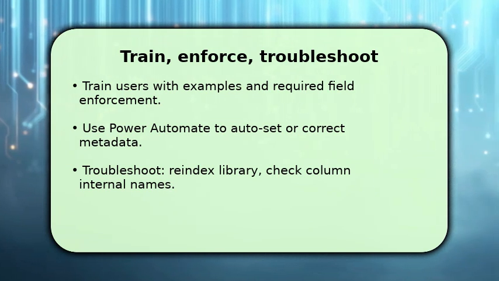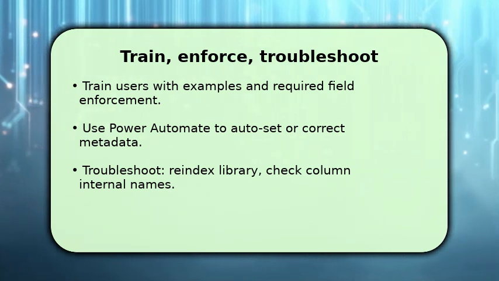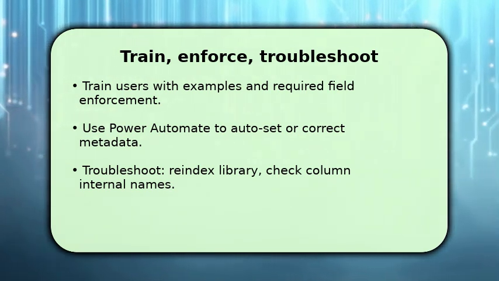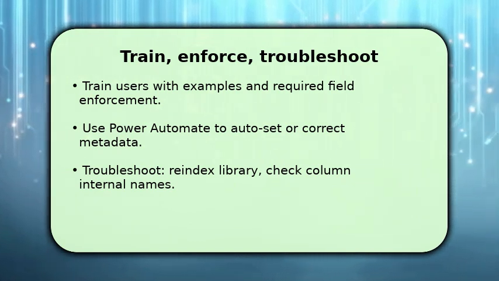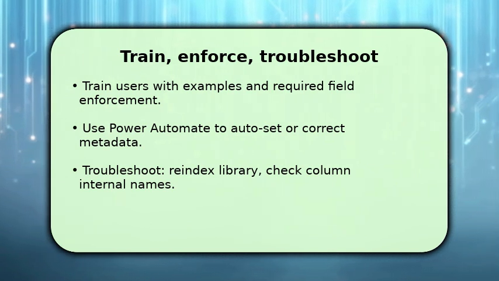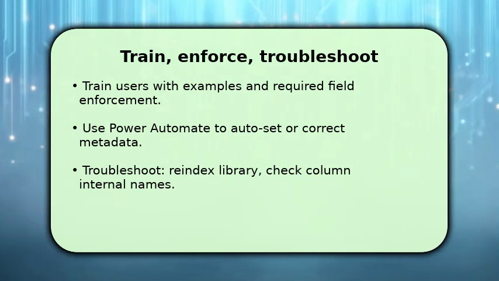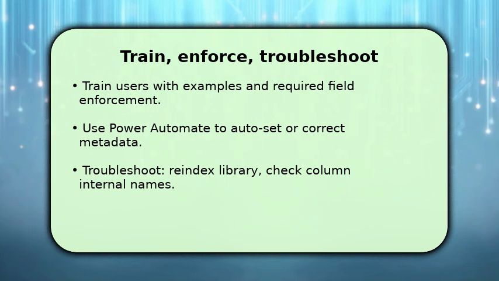Once deployed, monitor completeness and usage. If something breaks, reindex the library and confirm column internal names and content type bindings. These are common culprits. If reindexing doesn't help, check permissions and search schema mappings to resolve mismatch.